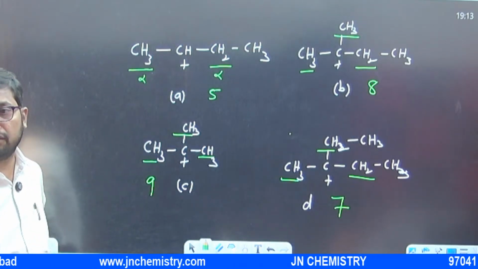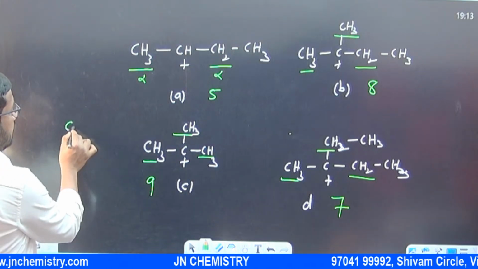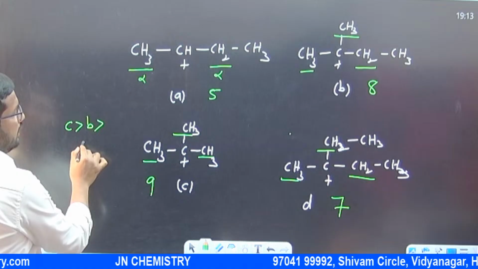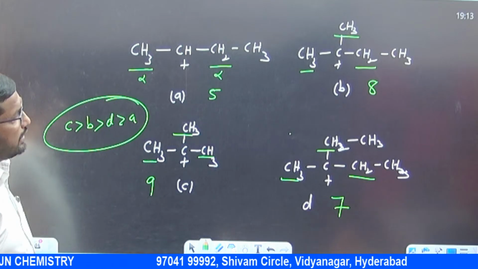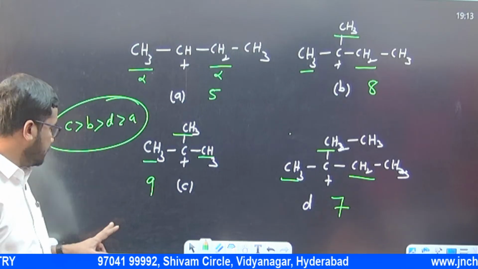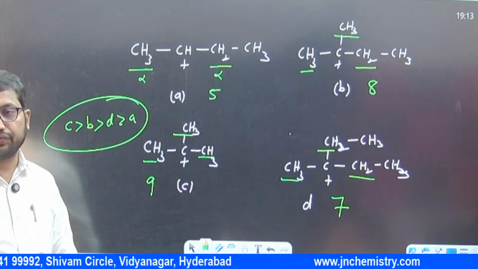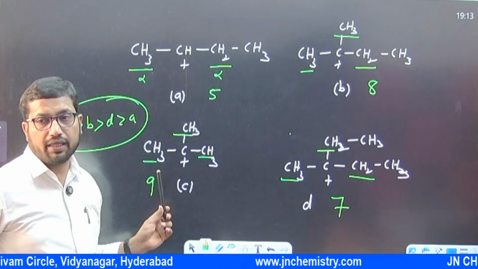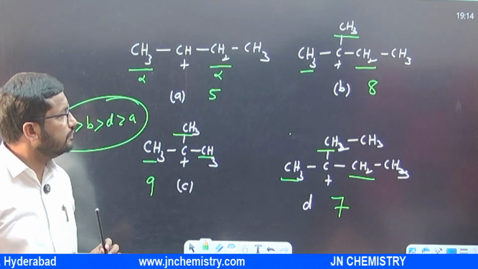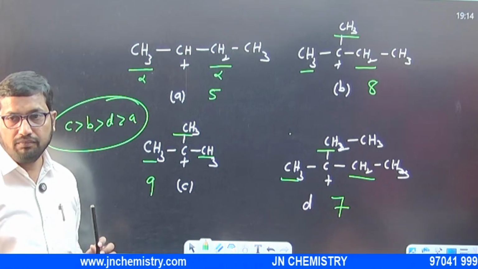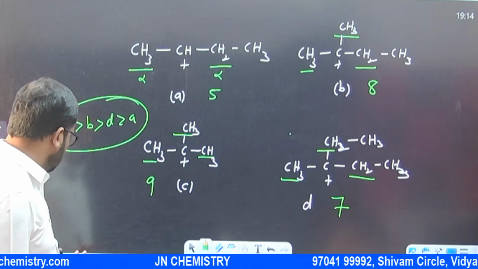Gautam, clear? So now, which is more stable? C, then B, then D, then A. Got it? So if they give questions like this, do one thing, write the structures like this. If you are confused, you can write the structures like this. Then automatically we can solve. Okay, now? Try one more.